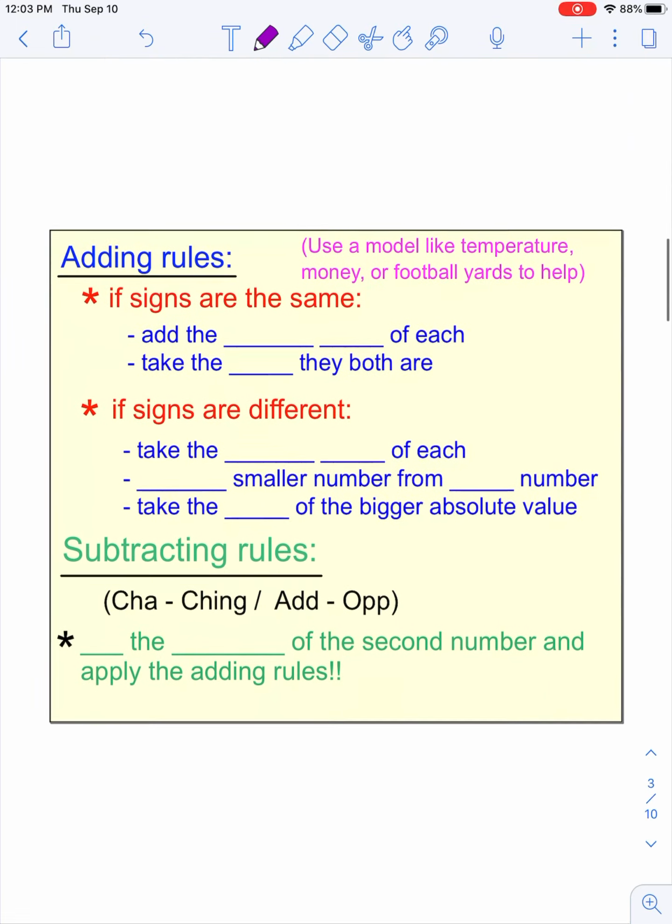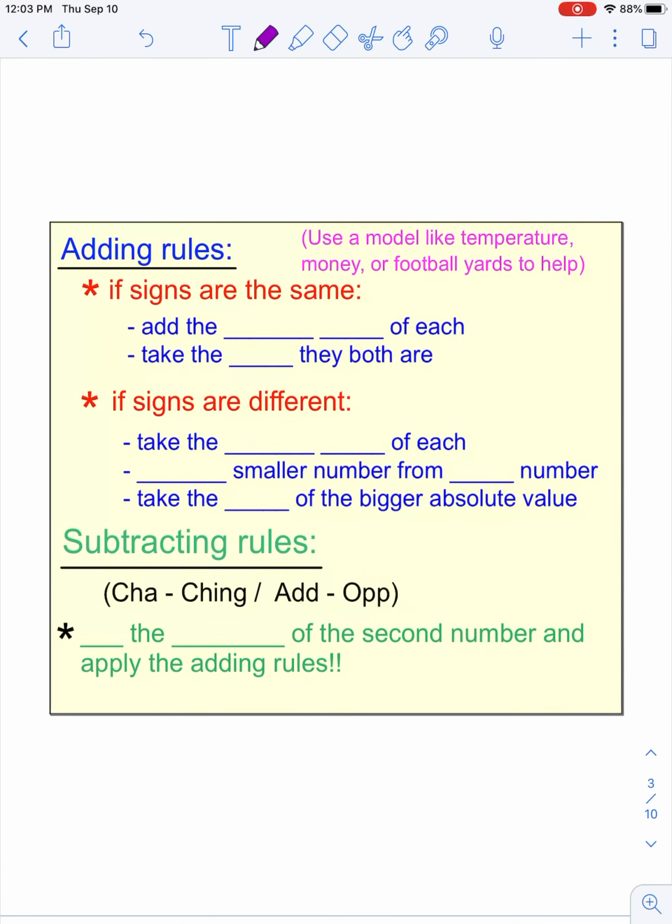So let's talk about adding and subtracting. There are specific rules for adding and subtracting positive and negative numbers in general. But I like to encourage you to think about a model like temperature outside, like positive and negative temperatures, or football yards, or even money to help you. But the technical rules for doing it are, if you're adding and the signs of the numbers are the same, you're going to add the absolute value of each, and then you're going to take the sign that the numbers both are.